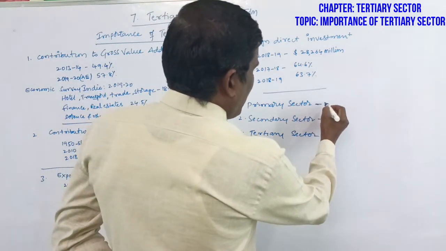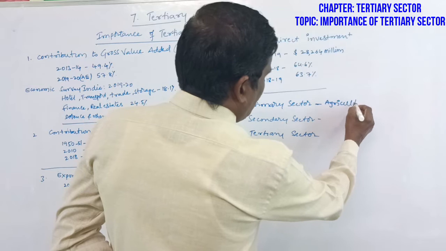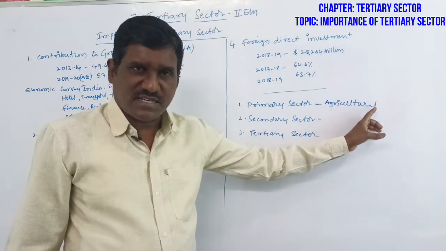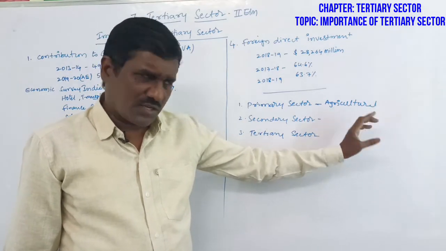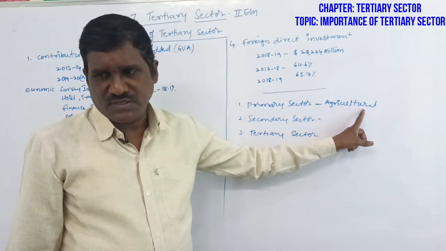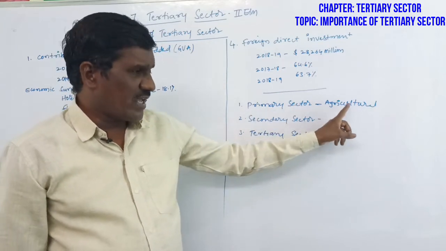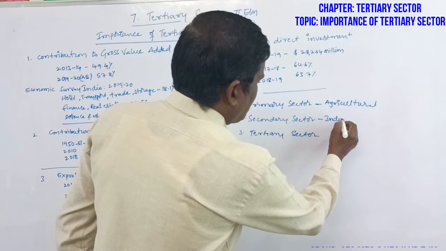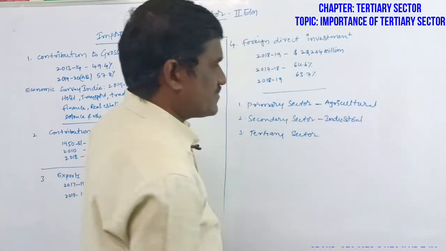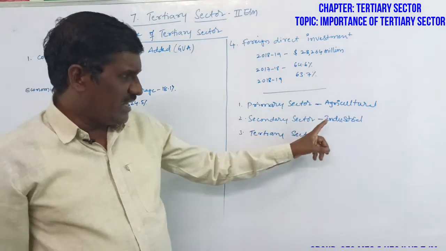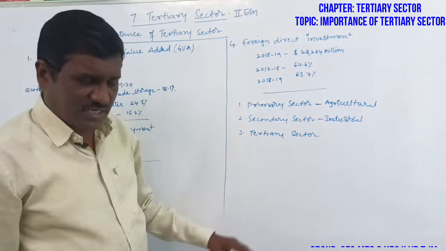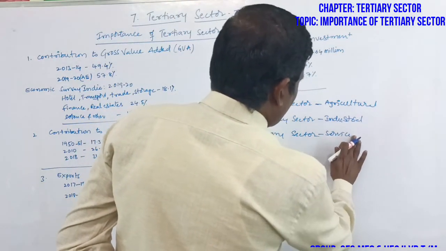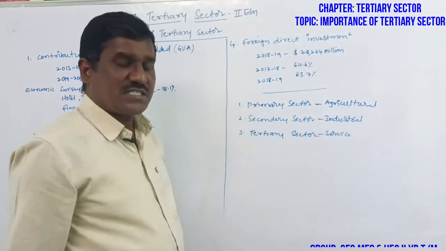Primary sector is also known as agricultural sector. It is an important sector, a priority sector, the agricultural basic sector. Once again, primary sector is also known as agricultural sector, and the secondary sector is also known as industrial sector. And tertiary sector is also known as service sector.